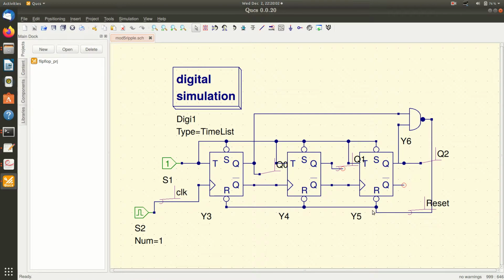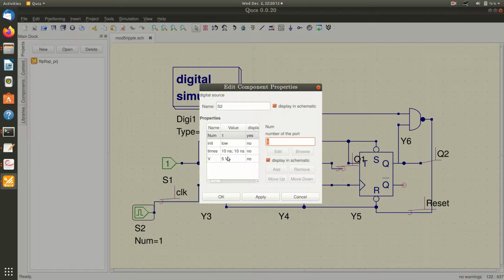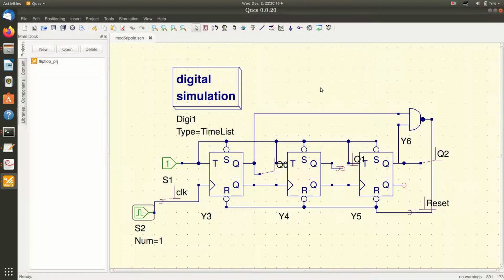Here, this is the circuit diagram. All three T flip-flops are there. All the T's are connected to 1, and the first flip-flop is driven by a clock that is low for 10 nanoseconds and high for 10 nanoseconds. The other clocks are derived from the previous Q bar outputs. So this Q bar is connected to the next clock.